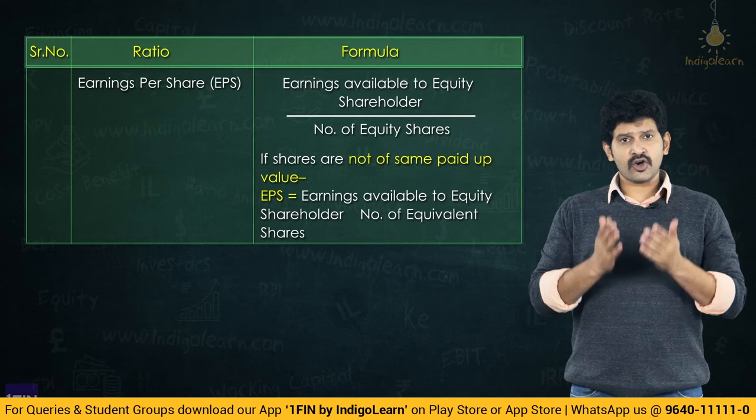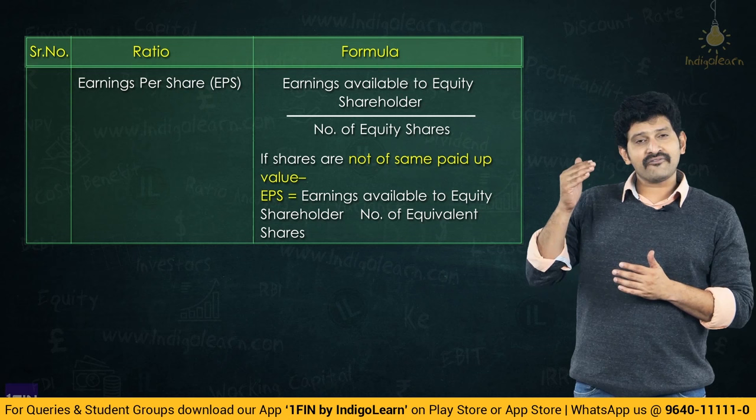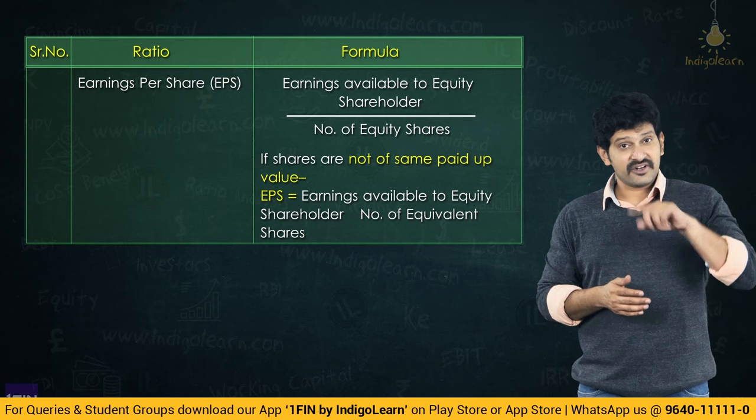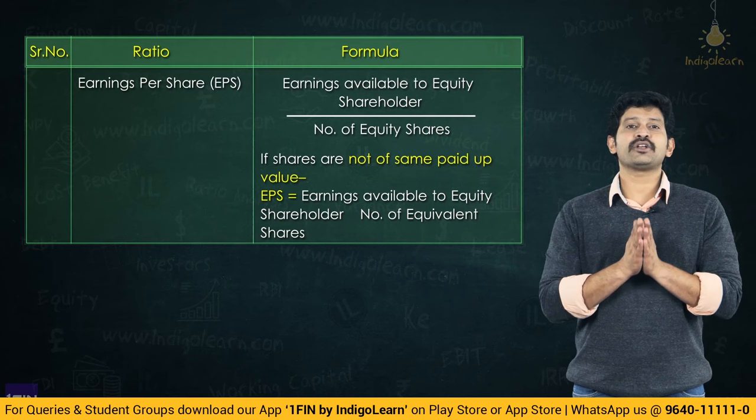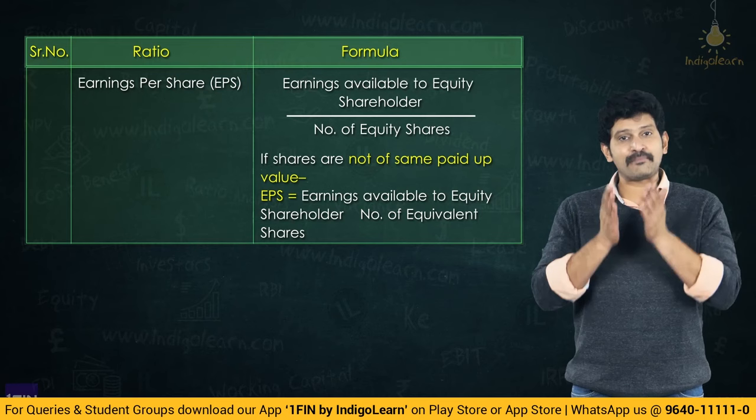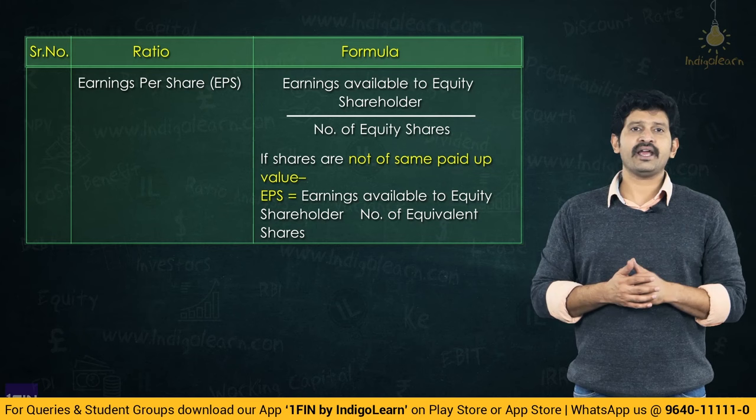Now, how to compute EPS? Why are we calling it a ratio? Because how do we compute EPS, friends? If you go back to our income statement, if you remember, we have computed from sales to PAT. Now, what happens after PAT? We remove the preference dividend to arrive at earnings available to equity shareholders. Therefore, from this earnings available to equity shareholders, we divide by the number of equity shares to arrive at earnings per share. Therefore, EAESH, that is the earnings available to equity shareholders, divided by number of equity shares will give us the EPS.